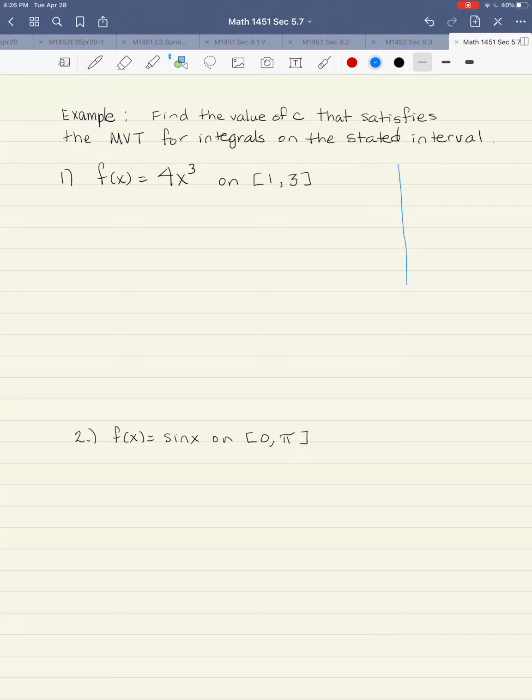Here I've given you f of x is equal to 4x cubed, so that's going to look something like this, kind of steep and through the origin. Let me draw it a little bit thicker. It's going to be steep, like that. And on the interval from 1 to 3, this box is a certain amount of area. Let's find that area.